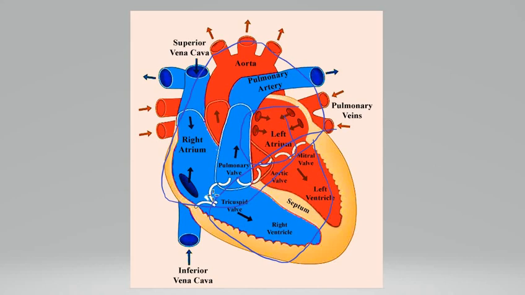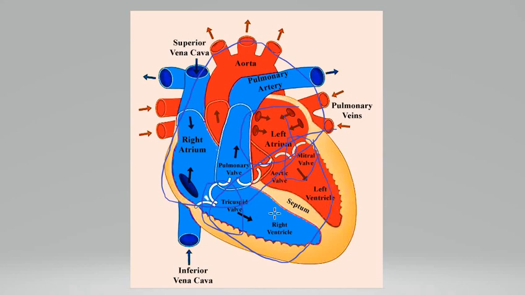In between the right atrium and right ventricle, there is the tricuspid valve. This valve has 3 leaves or 3 cusps. That's why it is known as the tricuspid valve. On the other hand, in between the left atrium and left ventricle, there is the mitral valve. This valve is also known as the bicuspid valve.